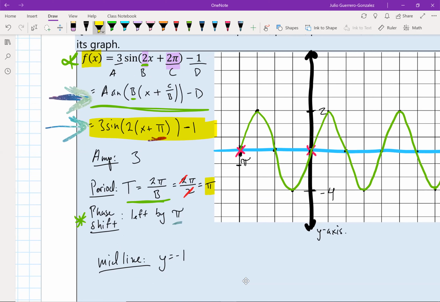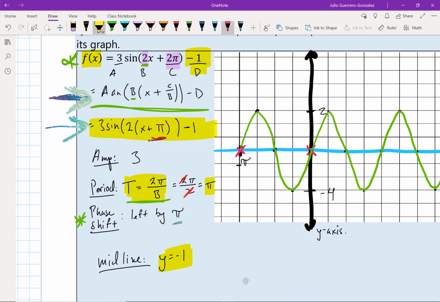That's your D. Okay. Wait, could you explain how to get the period again? I'm sorry. The period is this right here, the 2 pi divided by B. Oh, okay, so you just put the 2 pi over 2, and then you got pi. So the period is pi? Mm-hmm. Okay. Yeah.